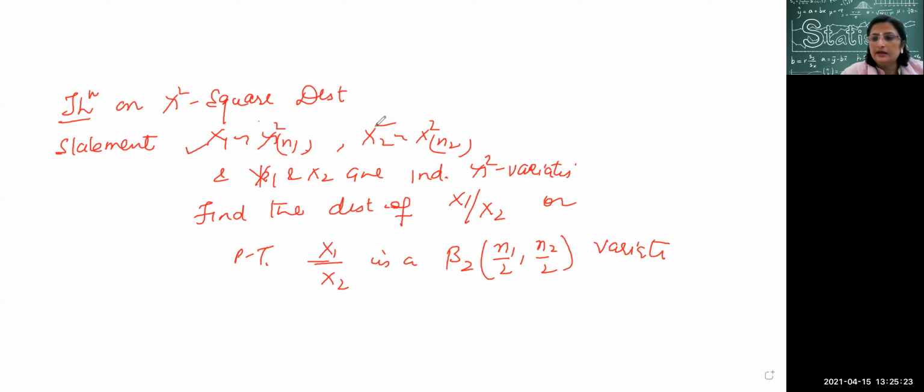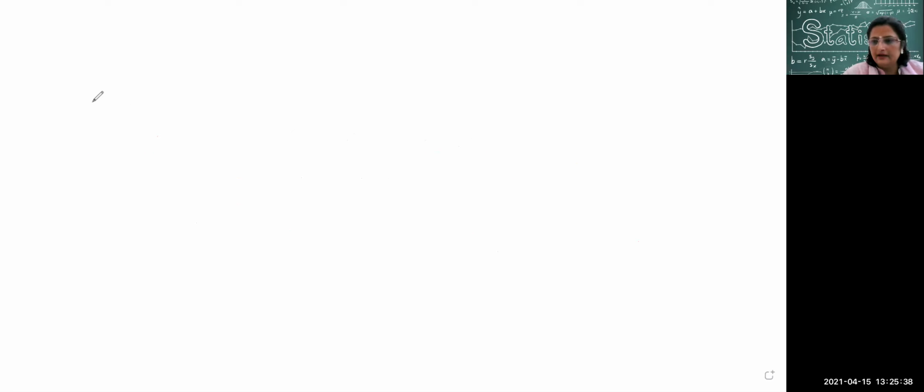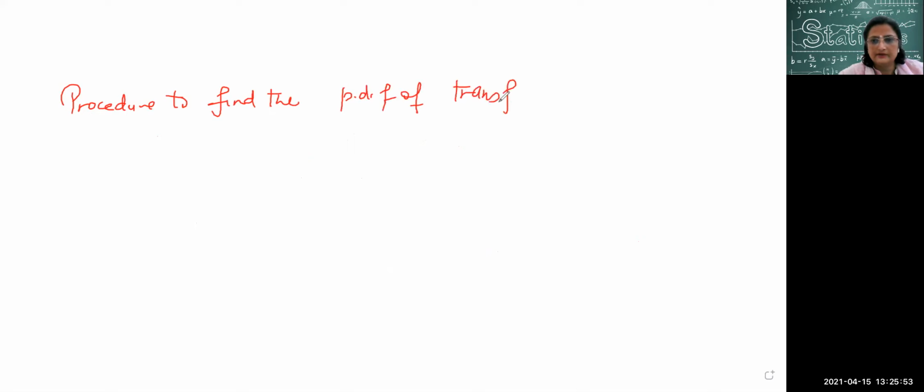x1 and x2 are the independent chi-square variates with n1 and n2 degrees of freedom respectively. Then we have to find the distribution of the variable x1 upon x2. So this is a question related to the transformed variables. Now what is the procedure to find the PDF of the transformed variable? First of all, I will discuss the procedure to find the PDF of transformed variables.